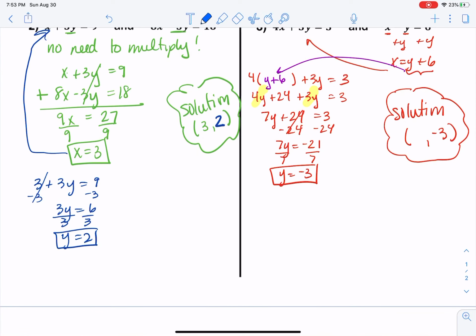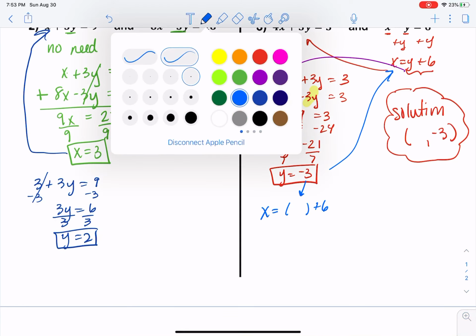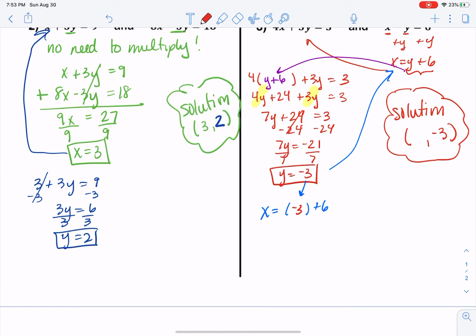So now that I have one variable, I'm just going to take this and plug it into my equation that I've substituted. So x equals y, which I can substitute right here, plus 6. I know that my y is negative 3, so this is 6 plus a negative 3 is 3, x is 3. So I know that my solution is the point 3, negative 3.